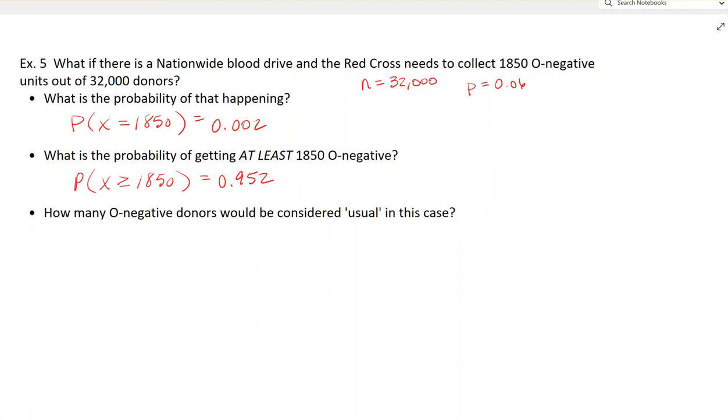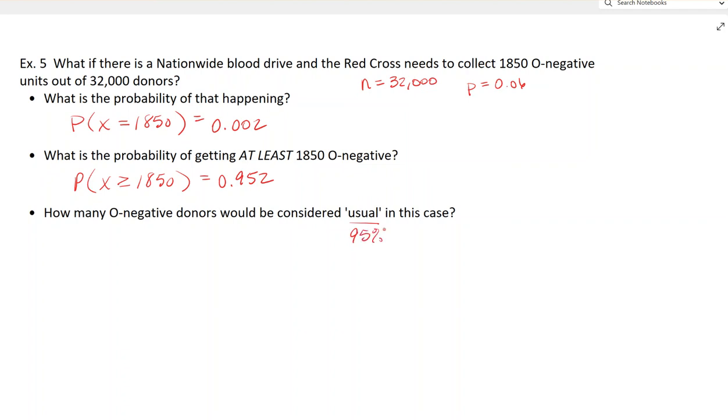Now, the last part of this question says, okay, well, how many O negative donors would we consider usual then in this case? So the term usual should bring back memories of the empirical rule. And if you remember, the empirical rule said that within 2 standard deviations of the mean, 95% of the data will happen. And then 5% of the time it falls outside of that. And so unusual is 5%. Usual in this case then would be 95%.